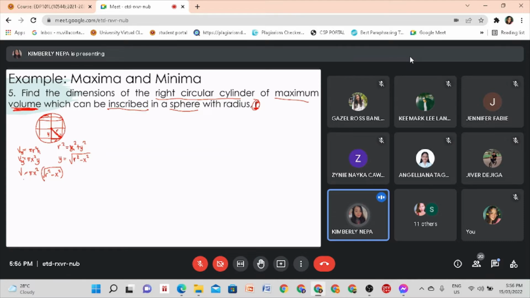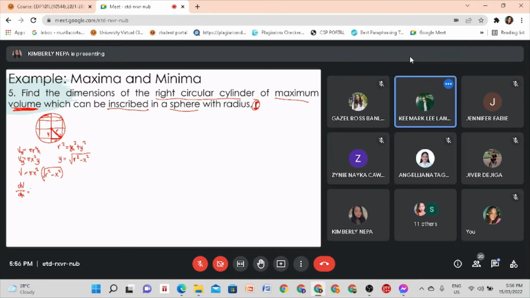So in time rates, we derive with respect to time. Right? Yes, ma'am. So here, with respect to what do we derive V? With respect to x, ma'am. So we have to derive with respect to x. Okay. And then next one, what is the derivative of pi x squared times square root of r squared minus x squared? What rule?